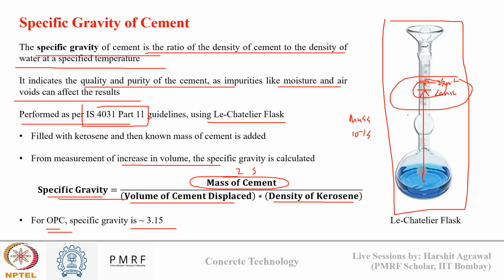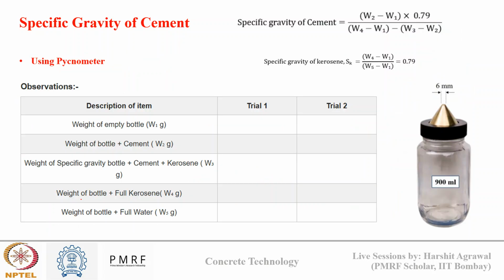Okay, so that displaced volume we are using along with the mass that we have added to calculate the specific gravity. Now there is one more alternative to calculation of specific gravity, that is using this specific gravity bottle, which is also known as pycnometer.